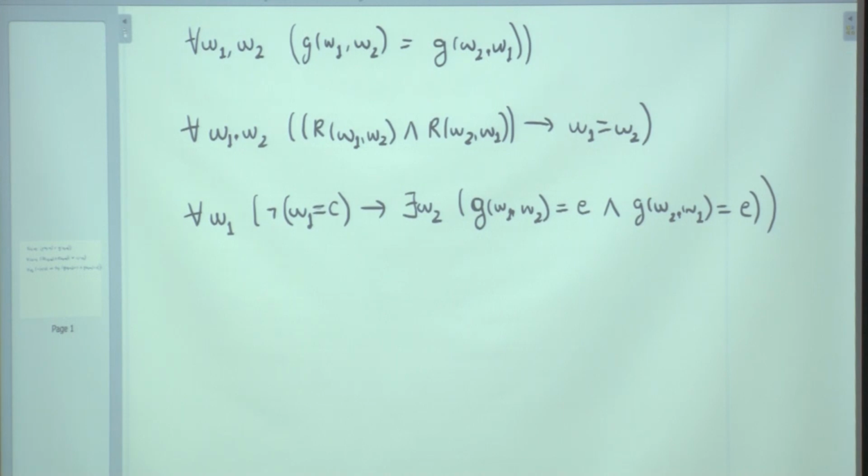Okay, so these are three different types of sentences. The first one is called a universal Horn sentence. Okay, so what is its form? Its form is very simple. It's a bunch of universal quantifiers in the front, and inside it is an atomic formula.